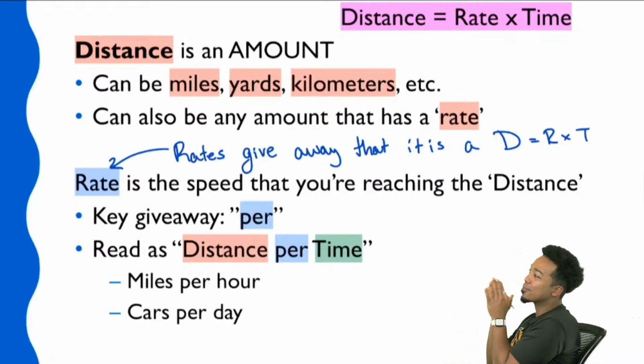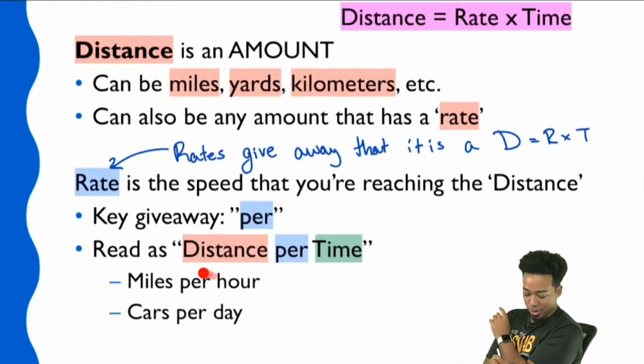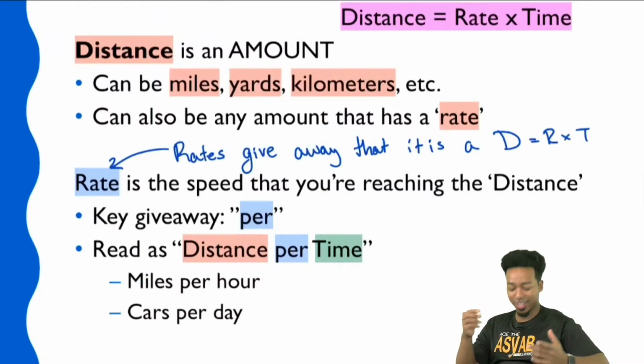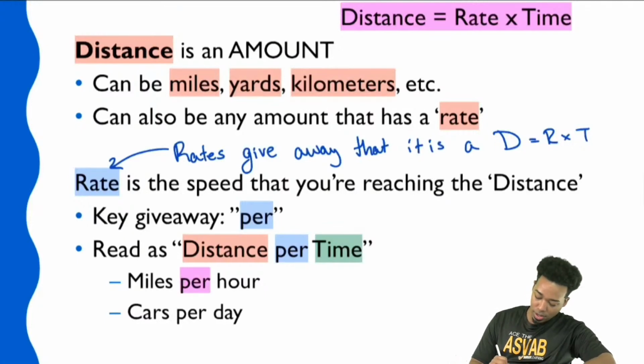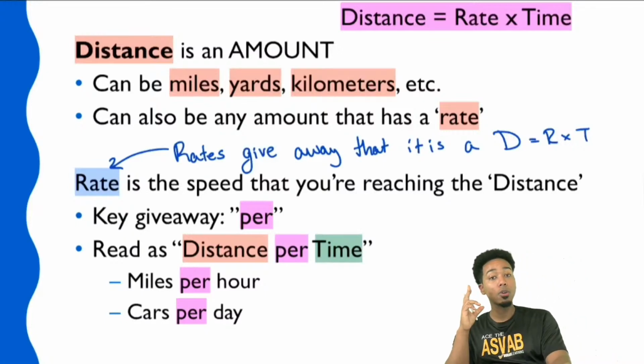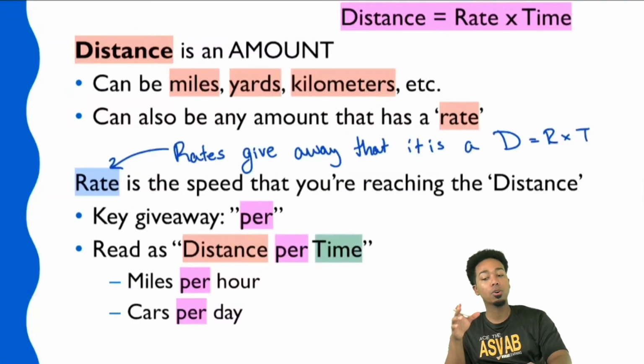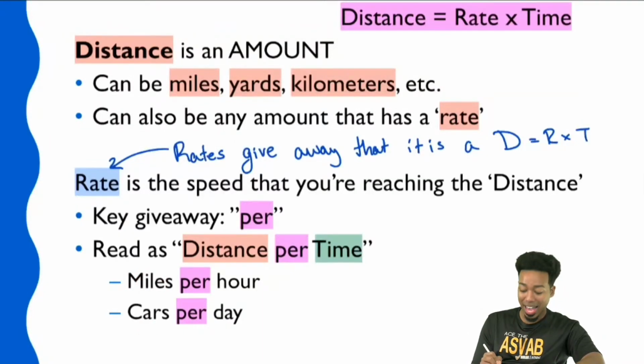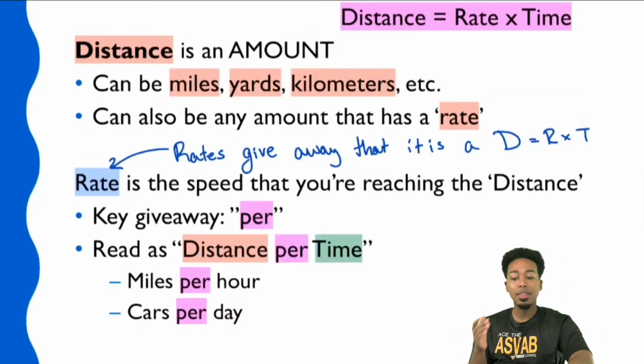For those of you who are here for the first time, what's the pattern that you noticed when I wrote down those two rates over there? What did you notice there? The word per, right? The word per really does give it away. The giveaway here is the word per. Because what the word per does is it connects two units. It connects the distance, something like miles or cars, with a time unit like hours or days. The big giveaway is the word per.